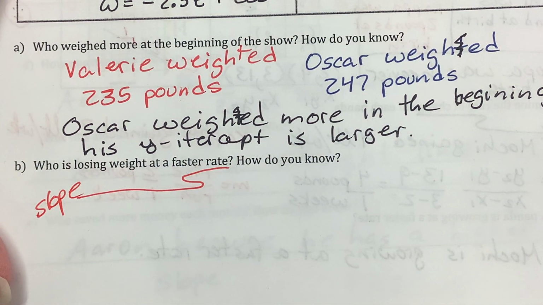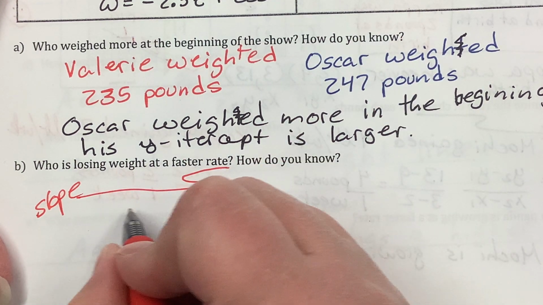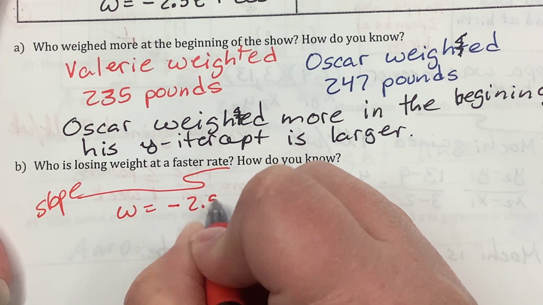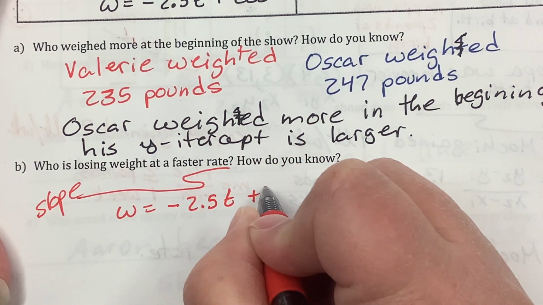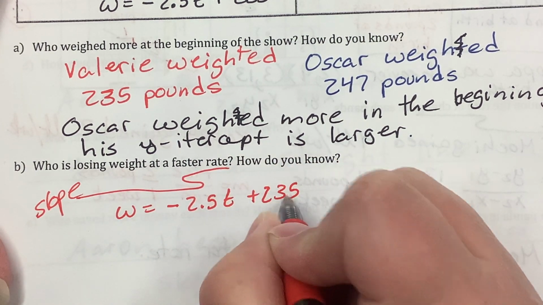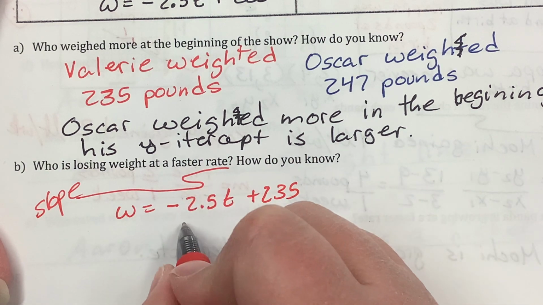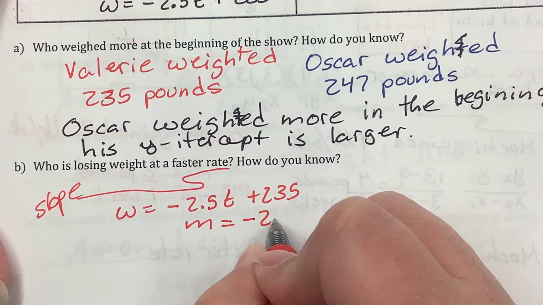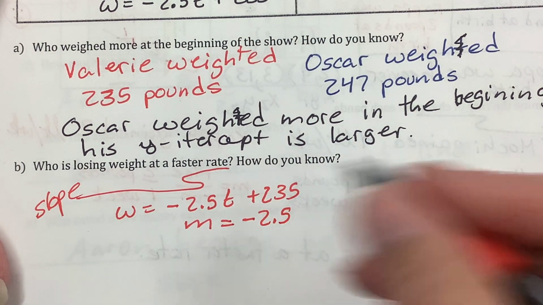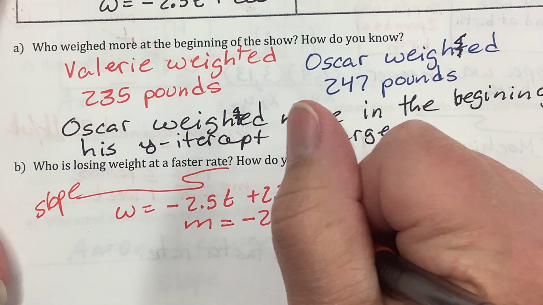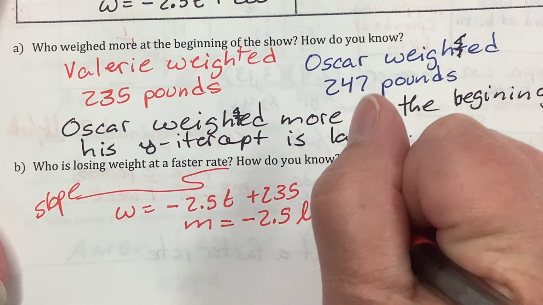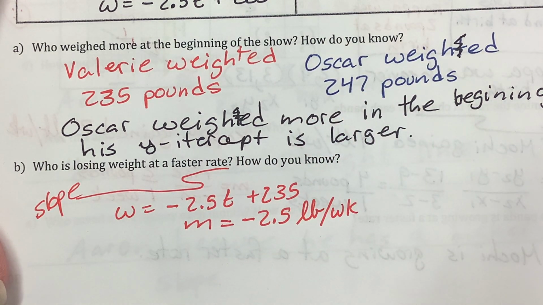Now let's look at Valerie's slope. She is W equals negative 2.5 T plus 235. So Y equals MX plus B. M is negative 2.5. So that's negative 2.5 pounds per week. So she's doing a pretty good clip. That's, believe it or not, that's pretty good.